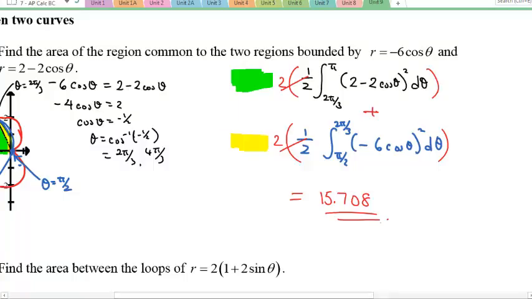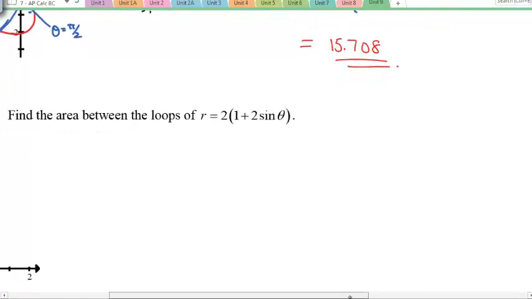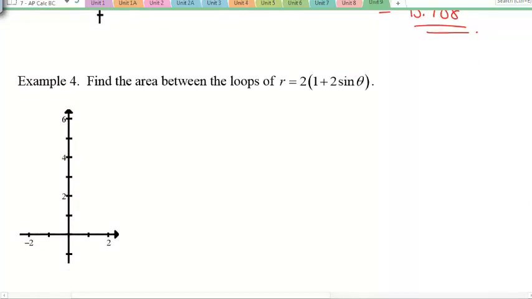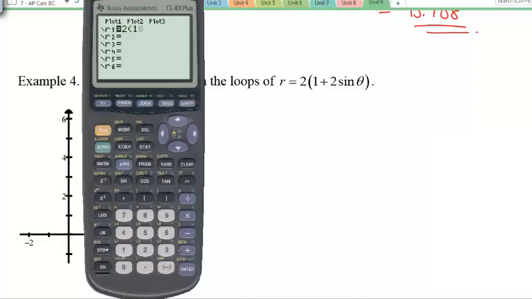How about if you don't get 2 curves, but I'm asking you now to find the area between the loops of the polar curve. Wow. So, graphing calculator to the rescue to give us an idea of what's going on. 2 bracket 1 plus 2 sine theta, close the bracket.